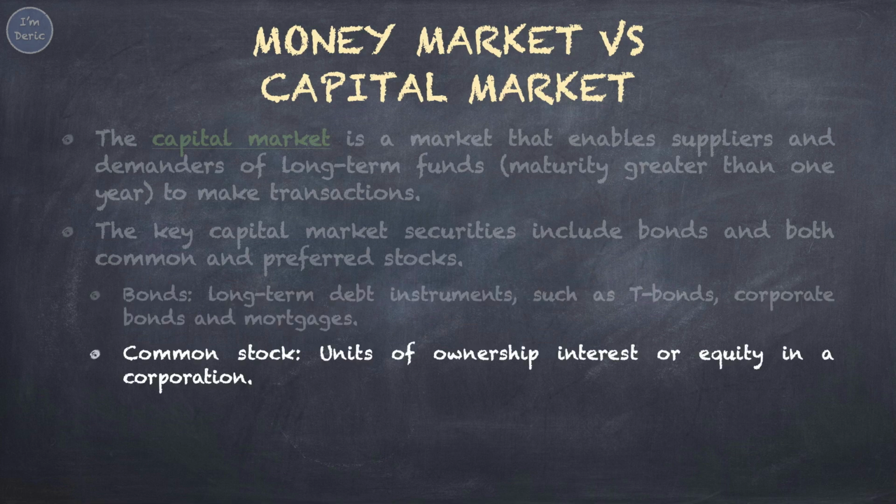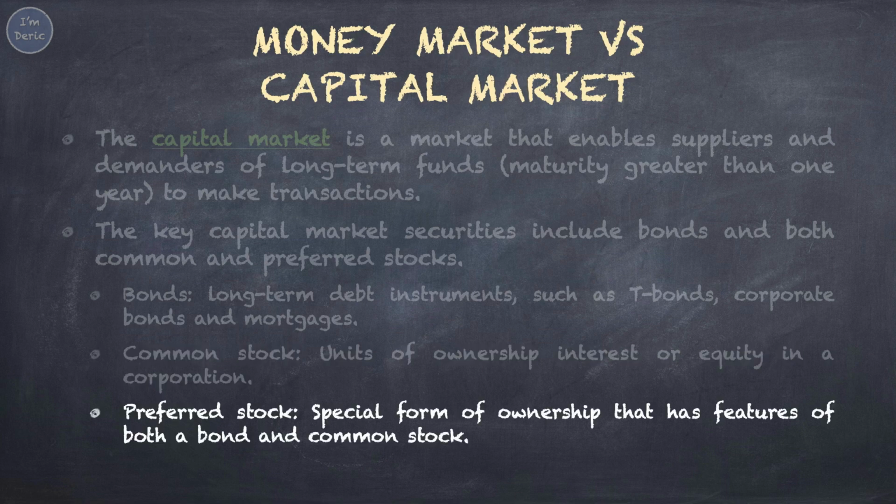Common stock represents units of ownership interest or equity in a corporation. Preferred stock is a special form of ownership that has features of both a bond and common stock.